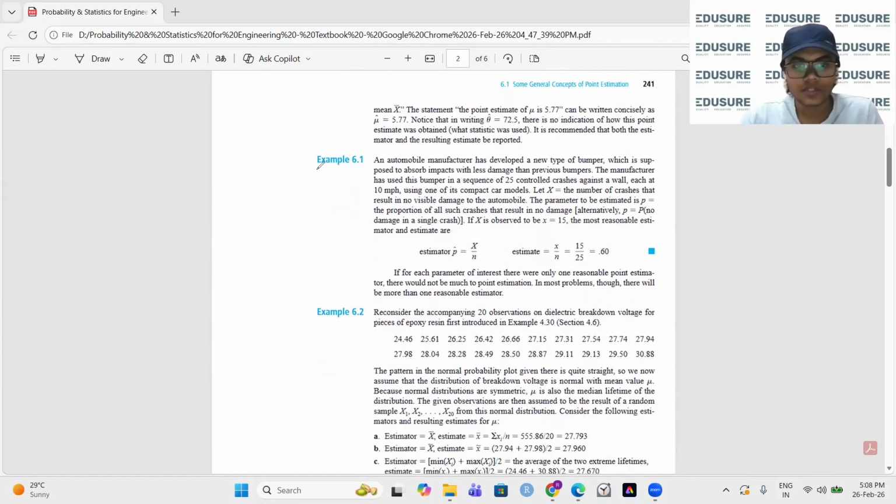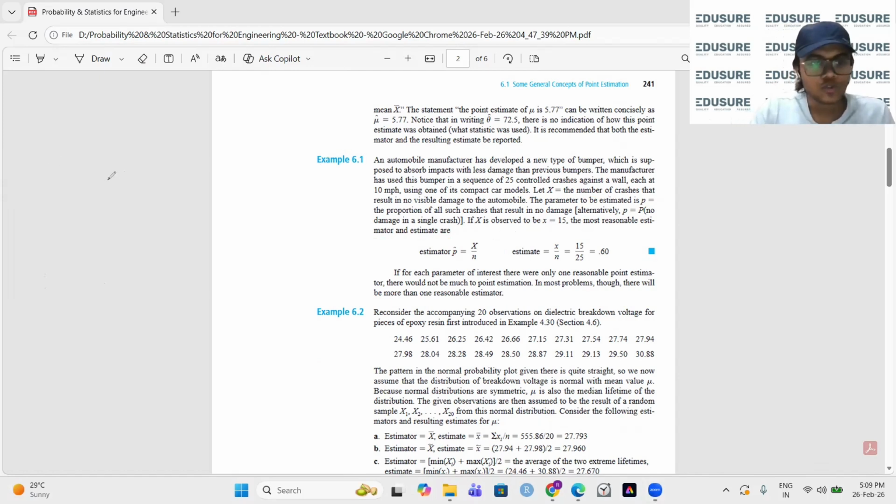Let's see this example. An automobile manufacturer has developed a new type of bumper which is supposed to absorb impacts with less damage than previous bumpers. The manufacturer has used this bumper in a sequence of 25 controlled crashes against a wall, each at 10 miles per hour, using one of its compact car models. Let x equal the number of crashes that result in no visible damage. The parameter to be estimated is p, the proportion of all such crashes that result in no damage. If x is observed to be small x equal to 15, what are the most reasonable estimator and estimate?